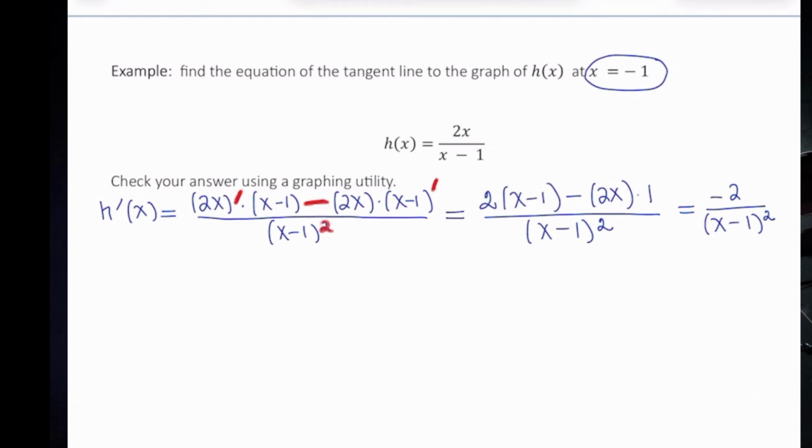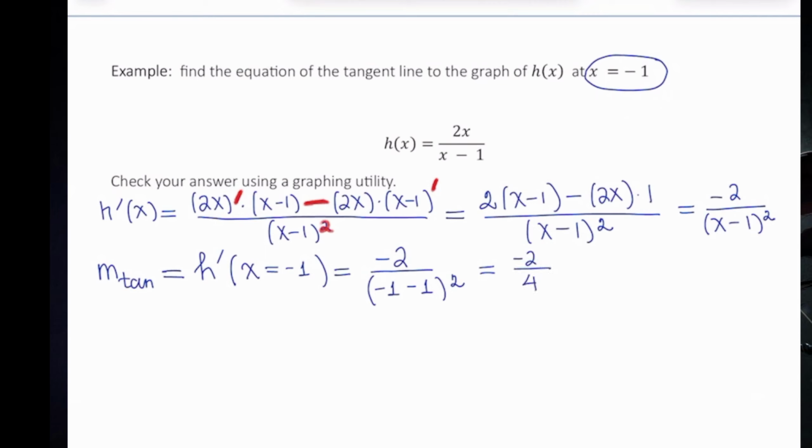It's the derivative function. The next step is to compute the slope of the tangent line at that point. So what is that? This is h prime evaluated at x equals -1. So we plug in -1 for x in the derivative function, right? So that would be -2 over (-1 minus 1) quantity squared. Okay, so what do we get here? This is -2 divided by 4. So the slope of our tangent line is -1/2.